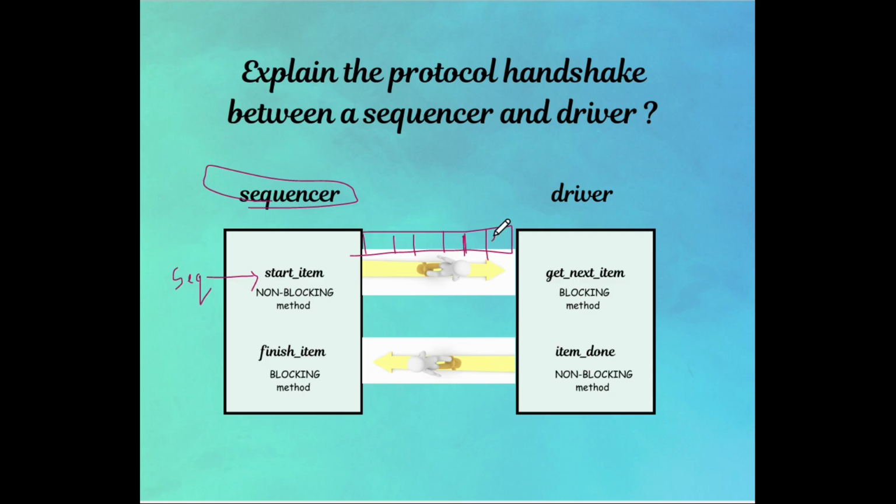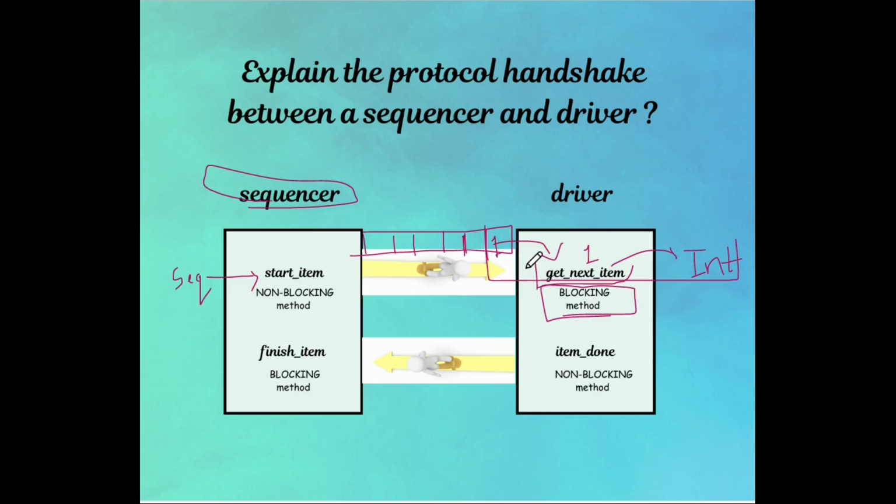Now for example, if packet number one comes here, get next item will take packet number one, and this packet goes to the interface. That's the job of the driver. So until the process of transferring packet one to the interface is finished, get next item will stop another transaction from coming in. This is called a blocking method.